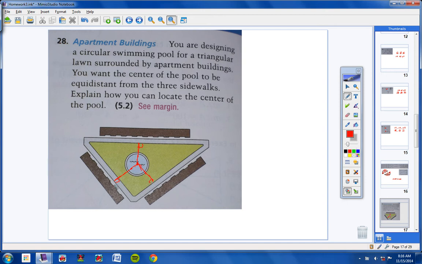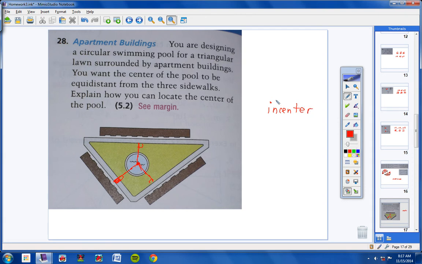Now, listen carefully, okay? We learned points of concurrency. One was a circumcenter, one was an incenter, one was a centroid, and one was an orthocenter. Only one of those points is known to be equidistant from all three sides. And that point is called the incenter. Okay? The incenter. So, what three lines can you draw that give you an incenter?